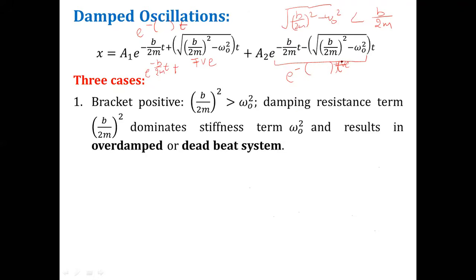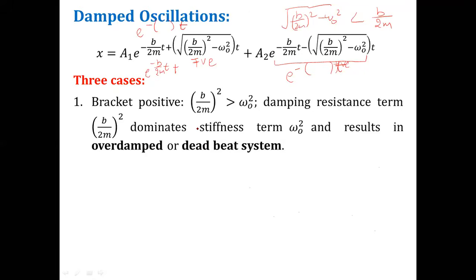So if b upon 2m whole square is greater than omega naught square, that means, remember, b we defined as damping coefficient. So this basically means that your resistive forces or the resistive term dominates your stiffness parameter, which is associated with omega naught. And you will have an overdamped or deadbeat system. This is called your overdamped system and also called deadbeat system.